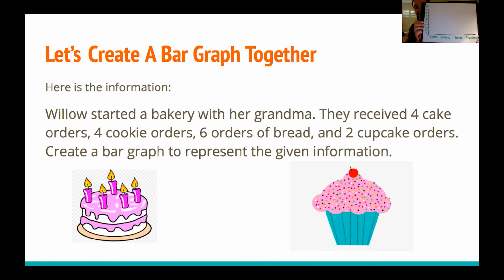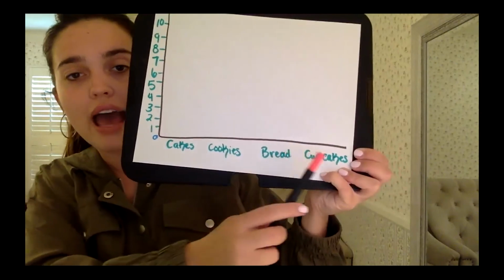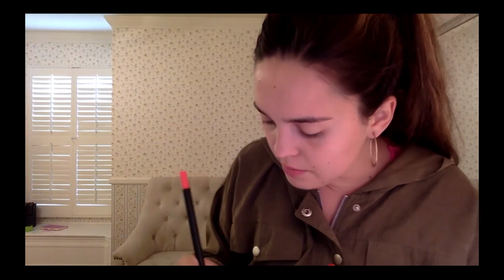Awesome. I am going to get a new color and just write a little bit of a label here. Hopefully you guys can see here. I'm going to stop sharing so you guys can see. I have cakes, cookies, bread, and cupcakes. I'm going to just write a little label on the bottom, I'm going to say bakery items, right?